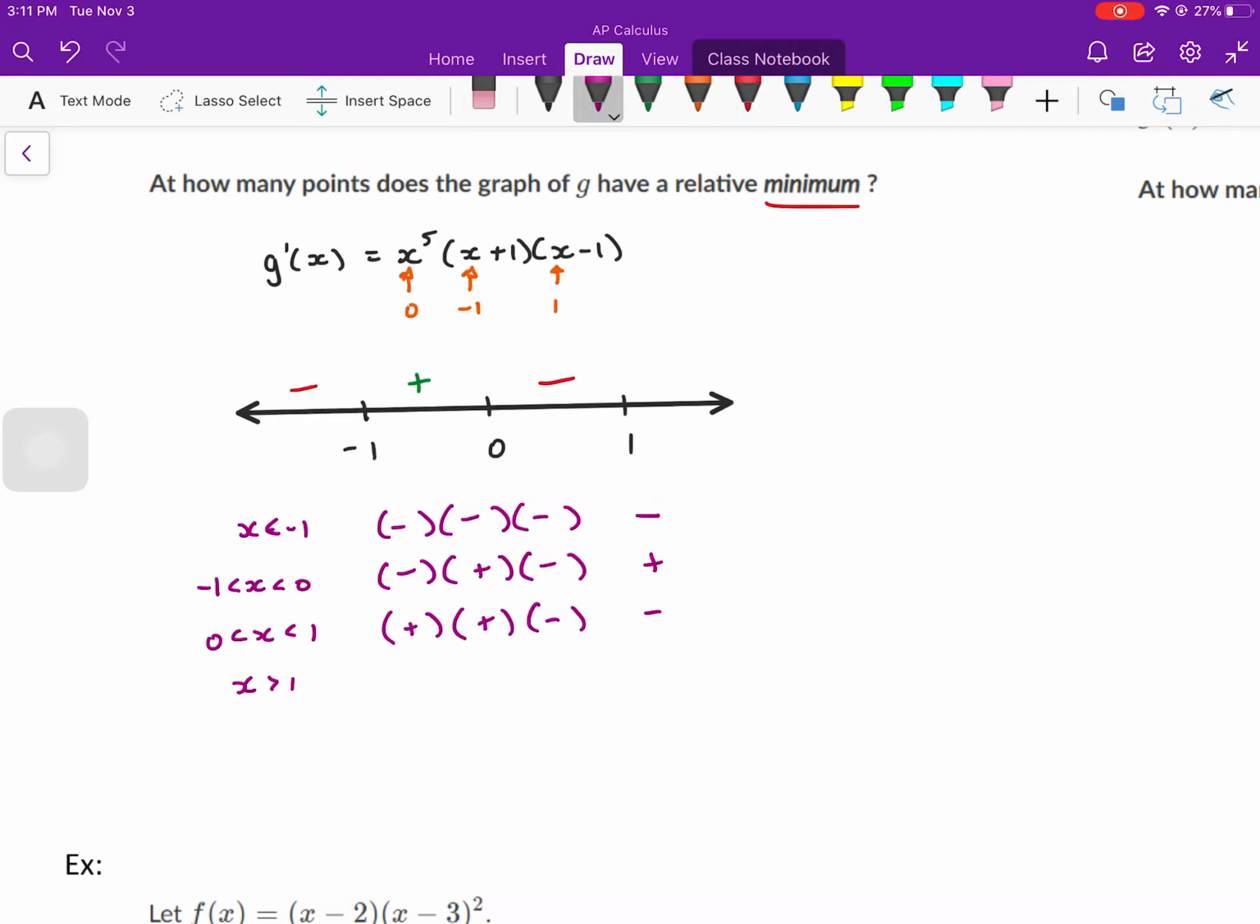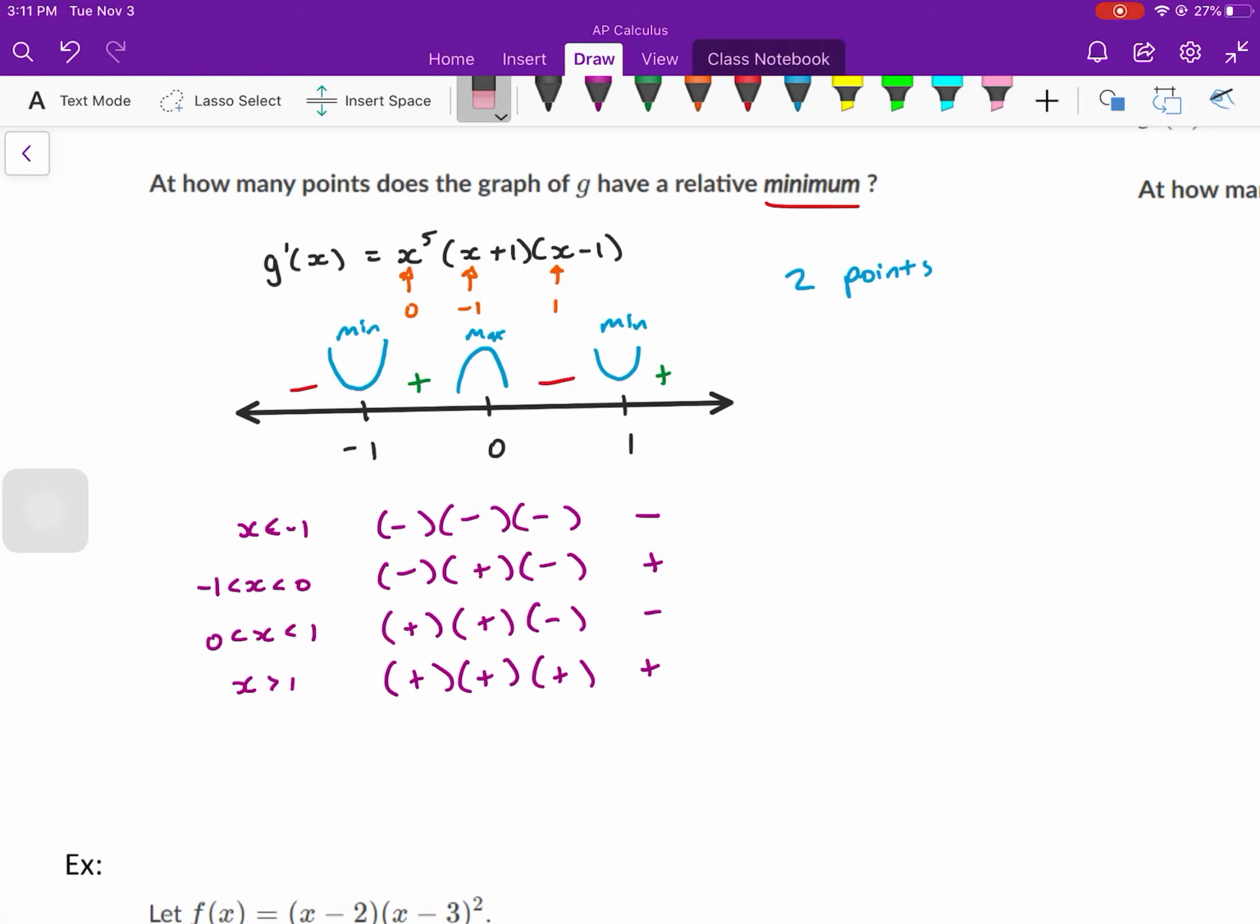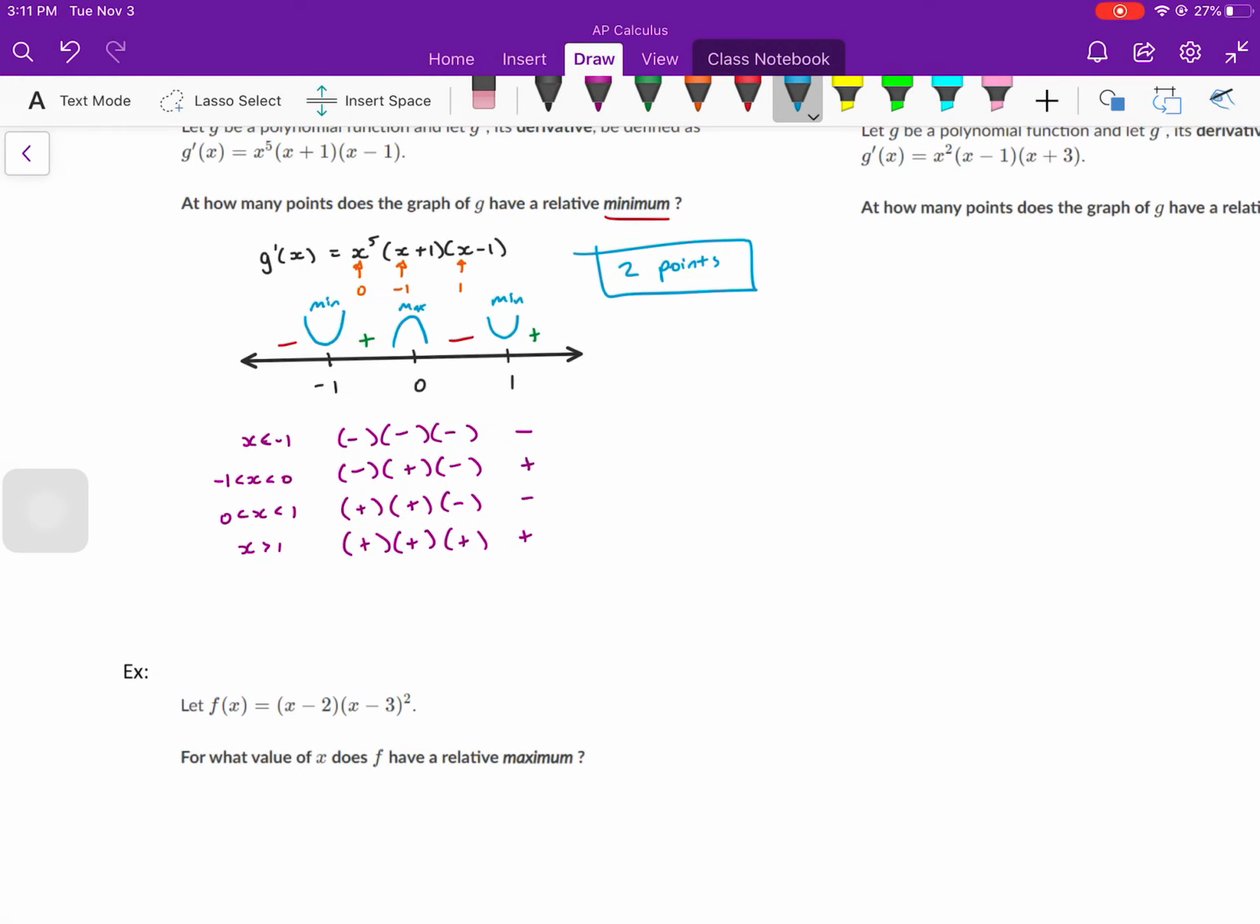Then last, if you test something greater than 1, like 2, to the fifth would be positive, plus 1 would be positive, and minus 1 would also be positive, so that's going to be positive. So, drawing our graph from decreasing and increasing, that's a minimum. Increasing and then decreasing, that's a maximum. Decreasing then increasing, that's a minimum. So we actually have 2 points. And that's the idea of that one.